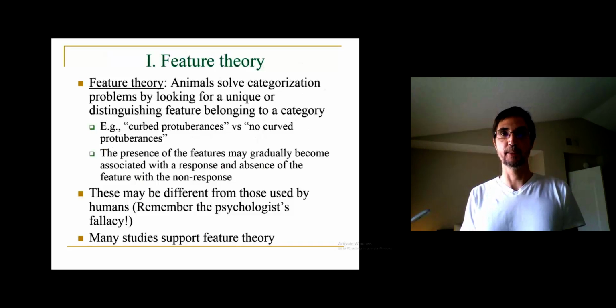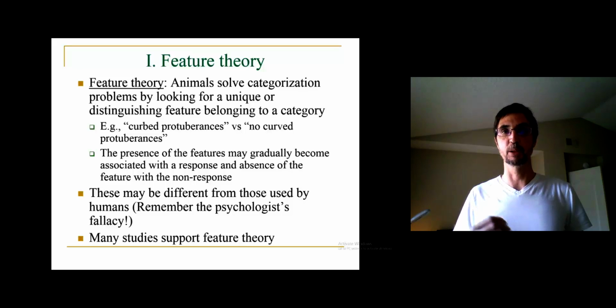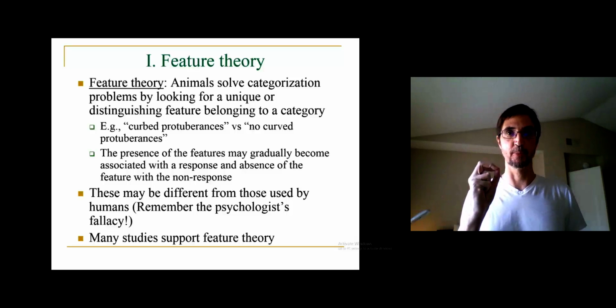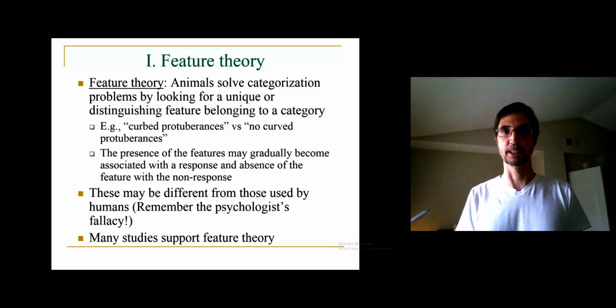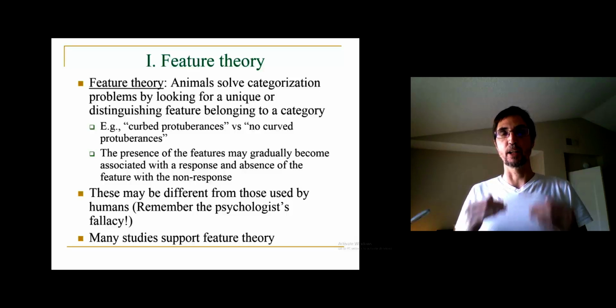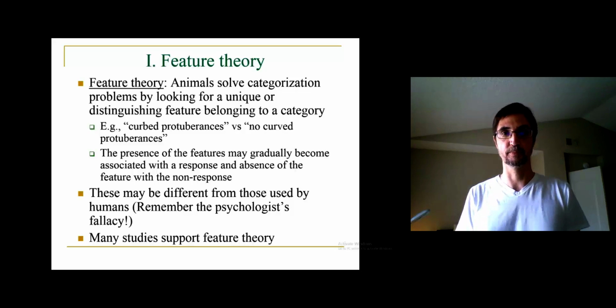Let's start with the feature theory. According to the feature theory, animals solve categorization problems by looking for a unique or distinguishing feature that belongs to a category. By looking at examples of the category, the animal figures out that this one feature, or very few features, distinguishes members of the category from members that don't belong. All members of the category have that feature. In the case of oak leaves versus non-oak leaves, the feature might be curved protuberances: the little parts that stick out for the oak leaves are curved.